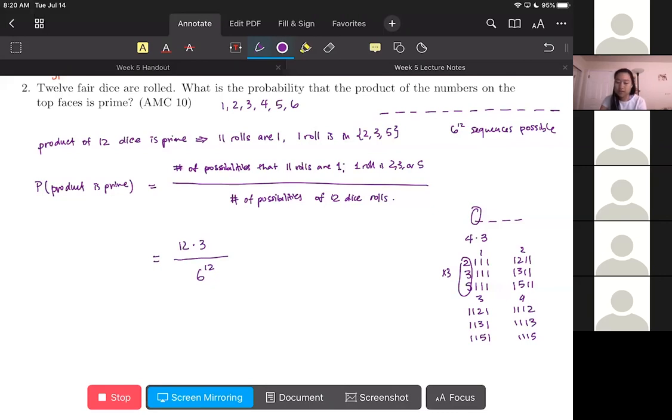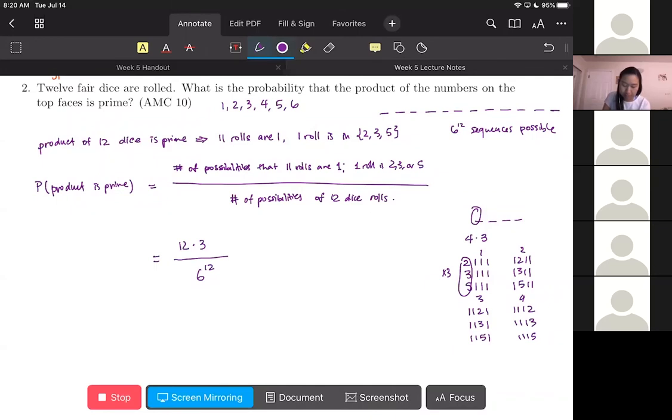So in this case, it's kind of the same thing. It's going to be 12 times 3. Does that make sense? Yes. Cool. Yeah, you're super close though. It's the right idea.